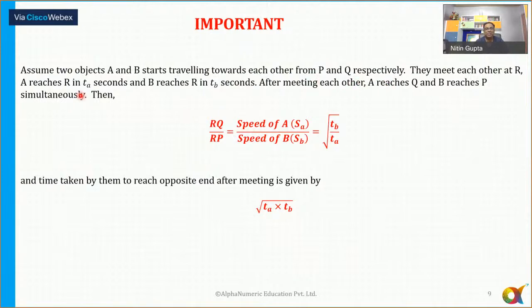A reaches R in time TA, B reaches R in time TB. After meeting each other, A reaches Q and B reaches P simultaneously. Then the distances traveled after meeting, that is RQ upon RP, is equal to this one. And the time taken by them to reach opposite ends after meeting is root of TA into TB. So is that clear to all of you? Let's solve this question here.